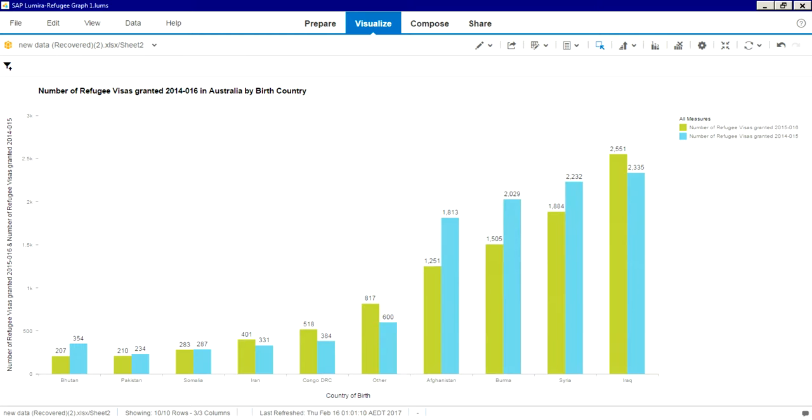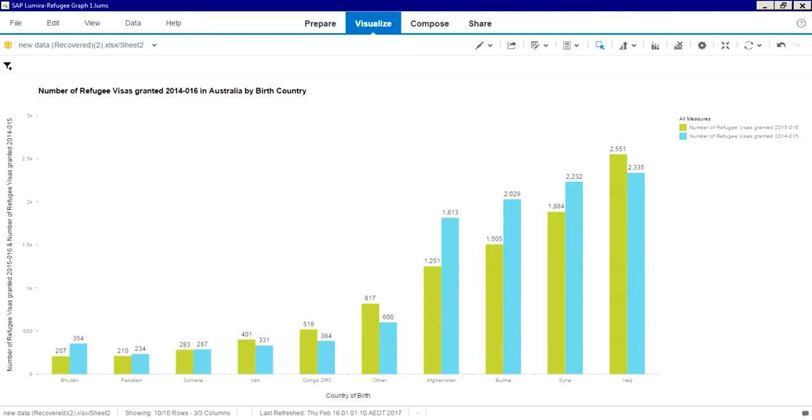Similarly, the most refugees came from Iraq. In 2015, the graph shows 2,551 refugees came from Iraq, and in 2014 the refugees from Iraq were 2,335. As you can see, the data for Syria is 2,332, close to Iraq. The blue one represents 2014 and the green one represents 2015. So these are the refugees who came from different countries.